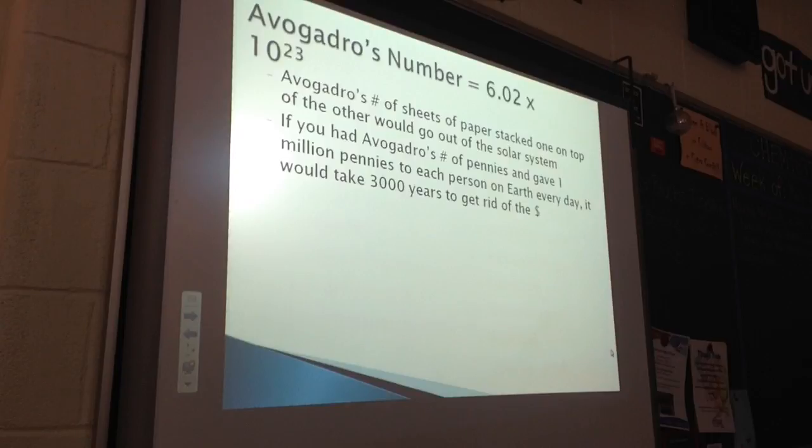Do you understand? 6.02 times 10 to the 23rd. It's neat, but how big is the number? It's so big. Why could we not have Avogadro's number of sheets of paper? What's paper made out of? Trees. Are there enough trees on planet Earth to make that much paper? Not even close.